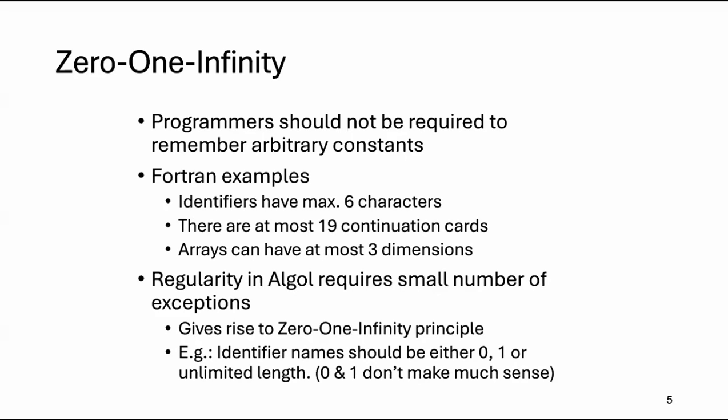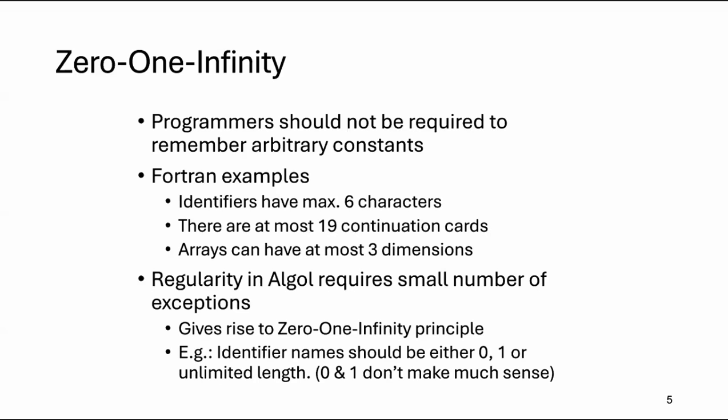The designers of Algol also focused on something called the 0, 1, or infinity rule. They wanted programmers not to have to remember a lot of numbers. If you remember, in Fortran they had specific numbers with certain rules. For example, identifiers can have a maximum of 6 characters, there are at most 19 continuation cards, and arrays can only have at most 3 dimensions. So there are so many numbers that programmers have to remember.